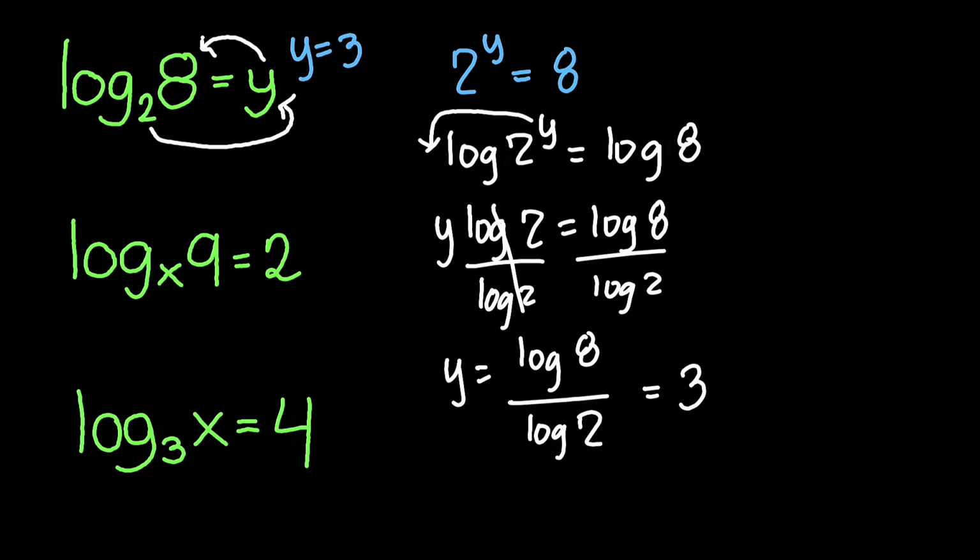And you can actually check it. If y here is equal to 3, you can replace. So this would be 2 to the power of 3. 2 multiplied by 2 multiplied by 2 is equal to 8. So you can fact check the answer and see that it is actually correct.